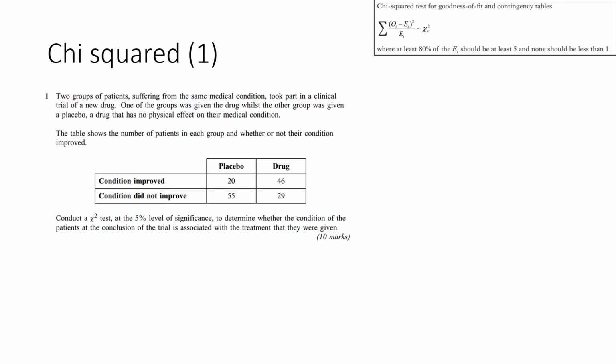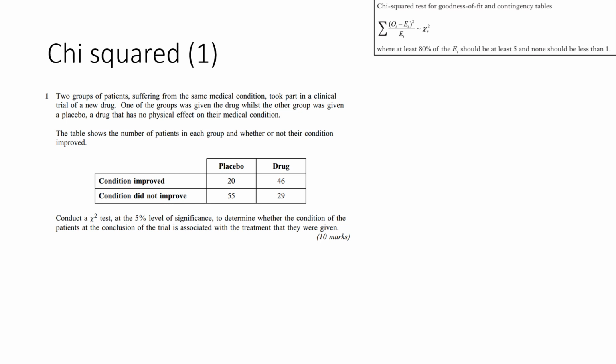Let's jump straight into it. Two groups of patients suffering from the same medical condition took part in a clinical trial of a new drug. One of the groups was given the drug, whilst the other group was given a placebo, a drug that has no physical effect on their medical condition. The table shows the number of patients in each group and whether or not their condition improved. Conduct a chi-square test at 5% level of significance to determine whether the condition of the patients at the conclusion of the trial is associated with the treatment they were given.